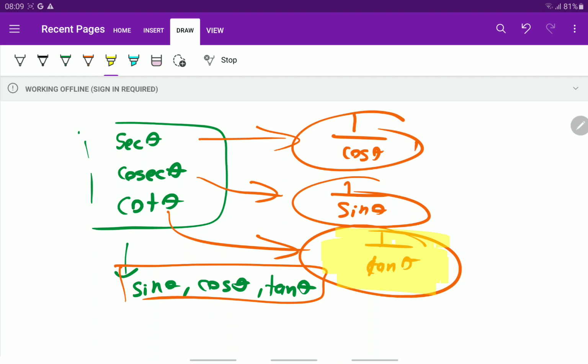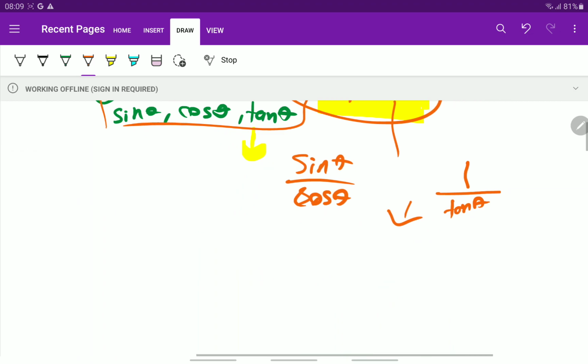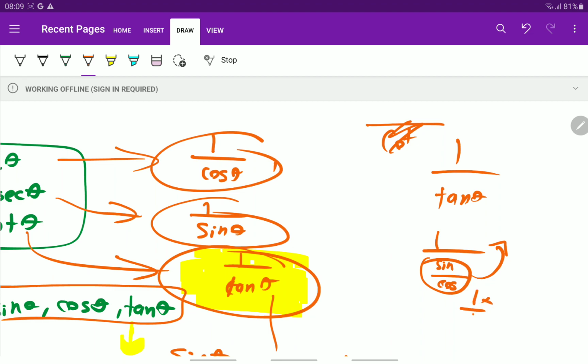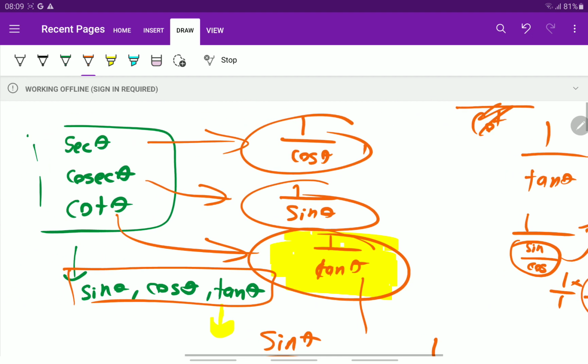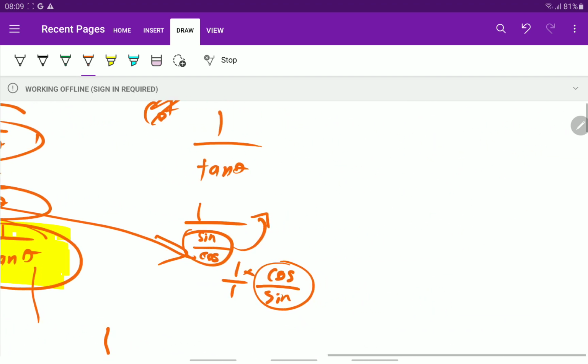And what you can see about this is we all know that tan theta is sine theta over cos theta. And when you're saying cot theta is 1 over tan theta, that also means 1 over sine over cos. And when you take this term to multiply here, so it's 1 over 1 times cos over sine, we get cos over sine theta. So cot theta is also cos over sine theta. So these are some rules that you just need to know.